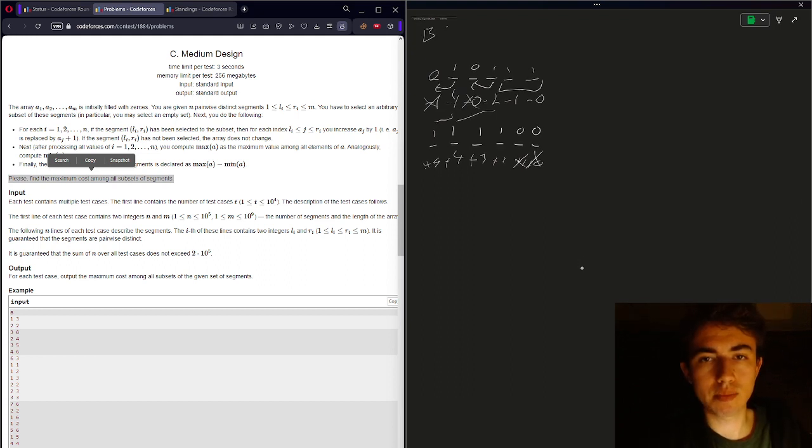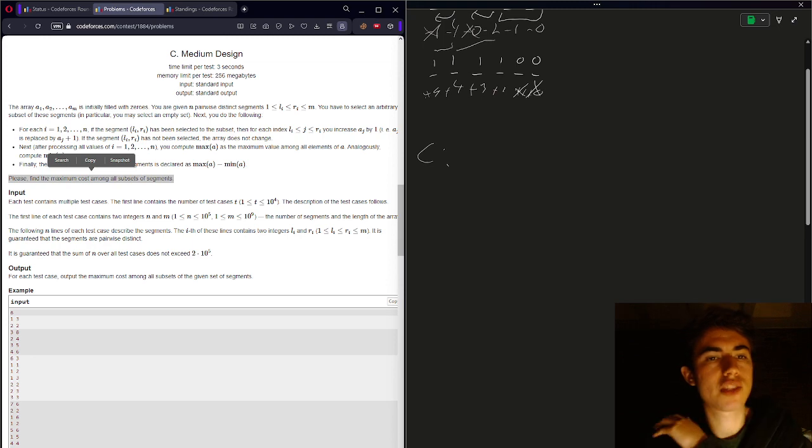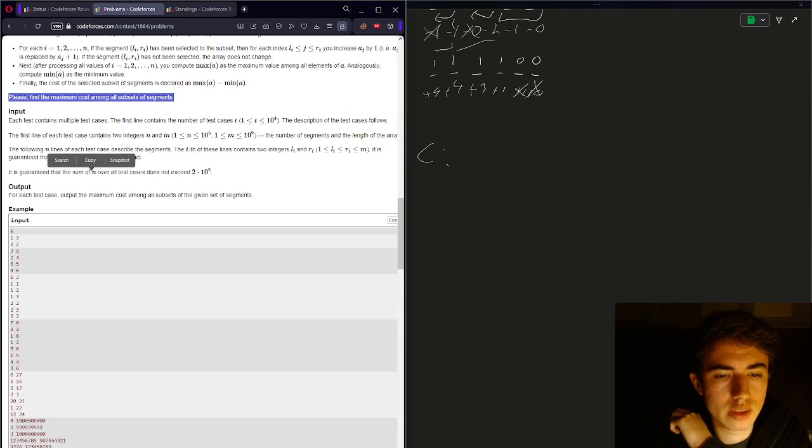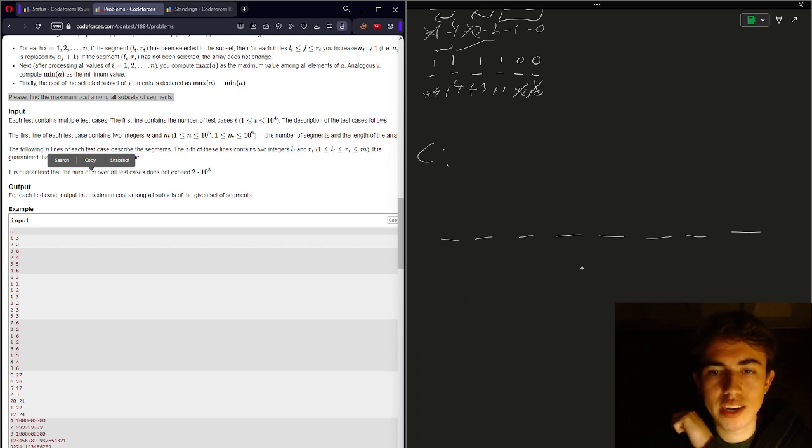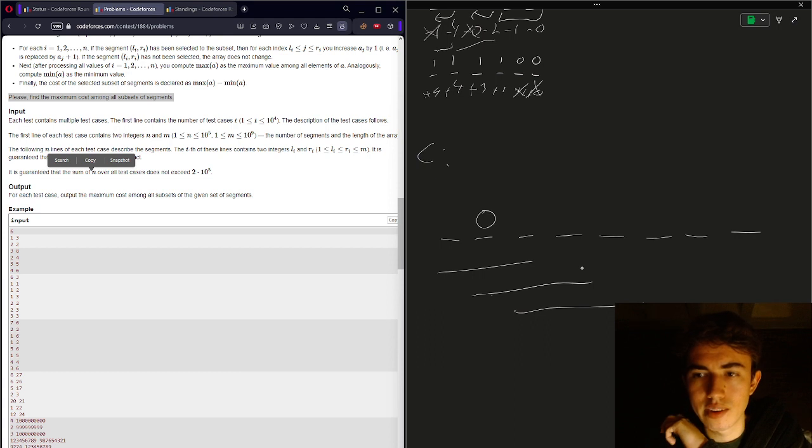Let's just label this B. Now for C, we didn't have to think about A, so whatever. For C, what do? So let's kind of draw an imaginary array. And we want to maximize max minus min. So ideally, we want a lot of segments covering some specific element, and then not covering some other element.